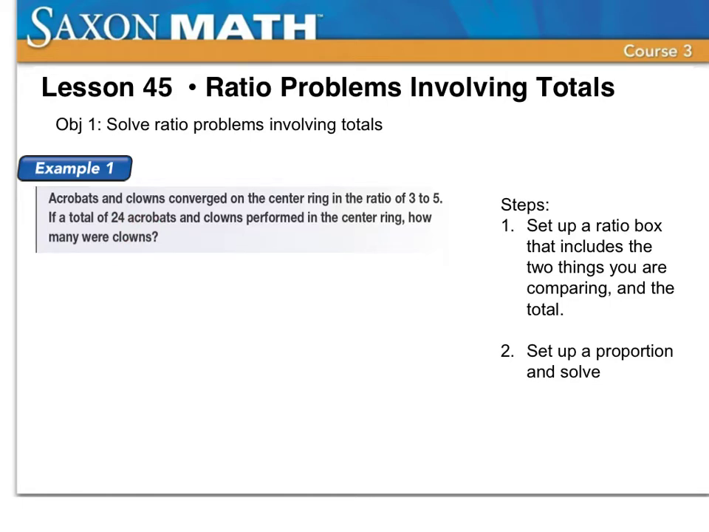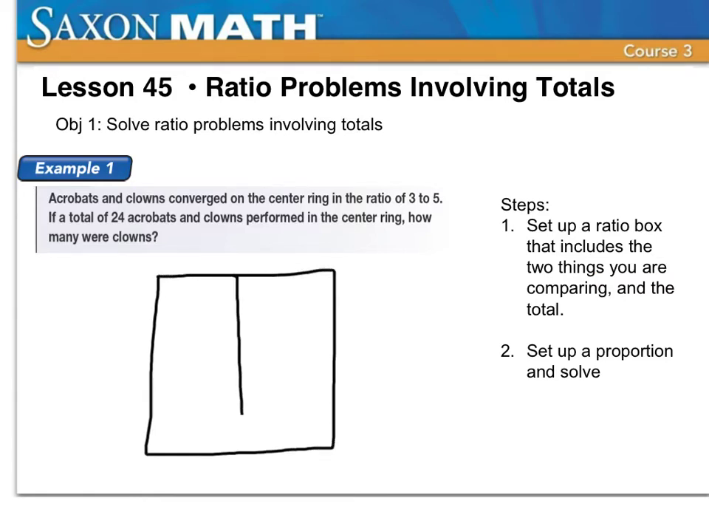Okay, so we got your steps listed over here. The first thing we're going to do is set up a ratio box that includes the two things you're comparing and the total. Okay, so if we have two things we're comparing and a total, that means that we're going to need 3 rows to our ratio box. Okay, so I'm going to draw a ratio box. And we always have 2 sides to the ratio box, but we need 3 rows.